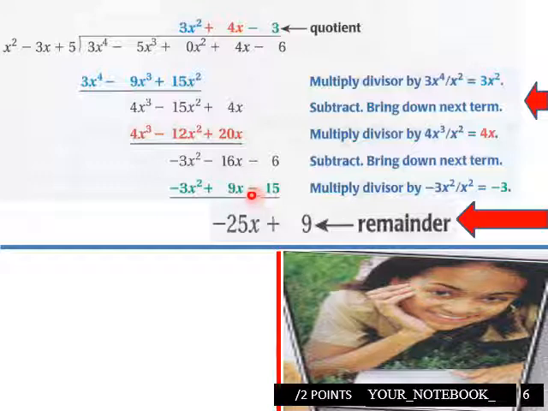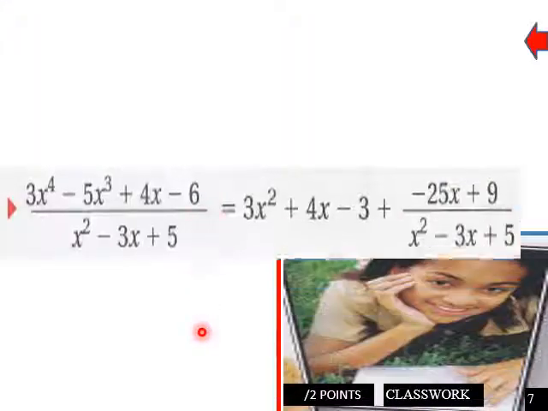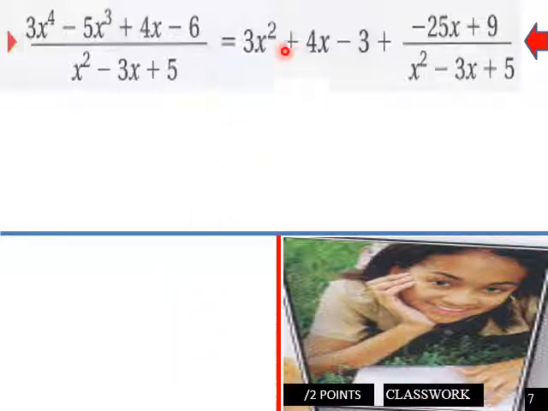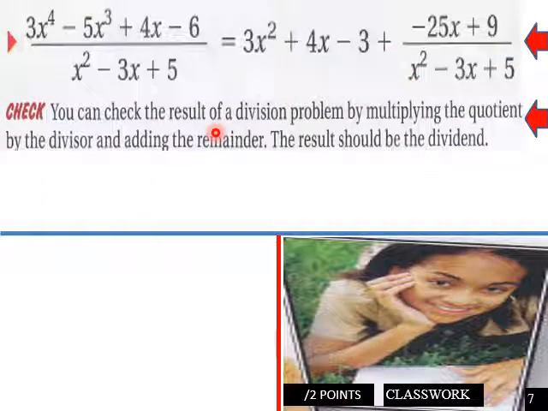And then when you change the sign, negative 15 becomes positive 15, negative 6 is positive 9. So here's our remainder here from our division up there. And so when we divide this into this, we have 3x squared plus 4x minus 3. And then here is our remainder, plus negative 25x over x squared minus 3x plus 5.